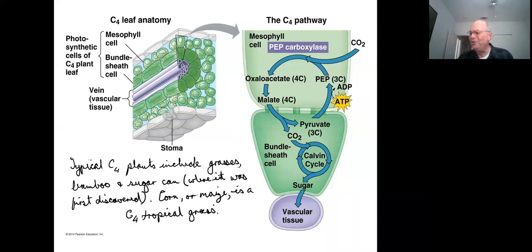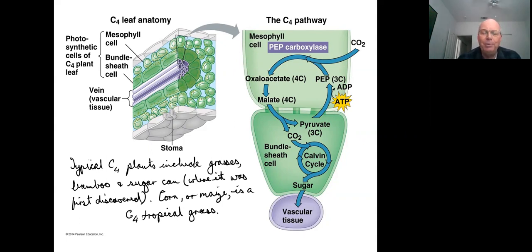Now, you may not know this, but corn is actually not a naturally occurring plant. It's a product of man's breeding. It's actually derived from a little grass that still grows in Central America called teosinte. So corn, as we know it today, is actually a tropical grass. It's been artificially developed by selective breeding over many, many generations by people living in Central America. And it's a C4 grass.